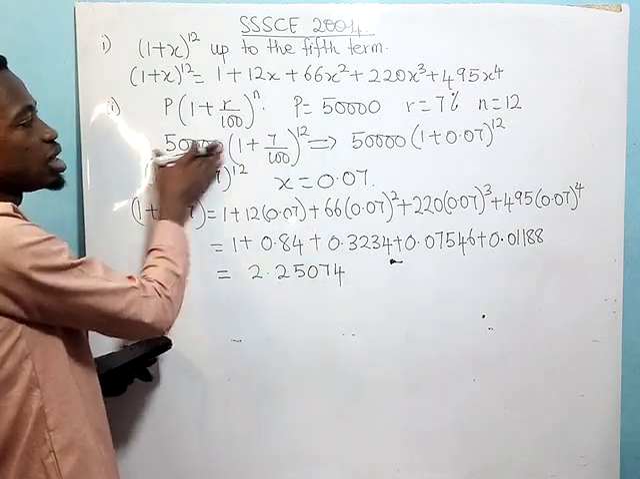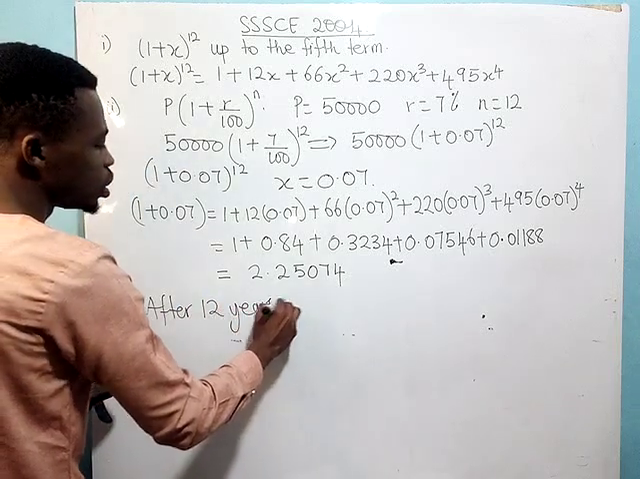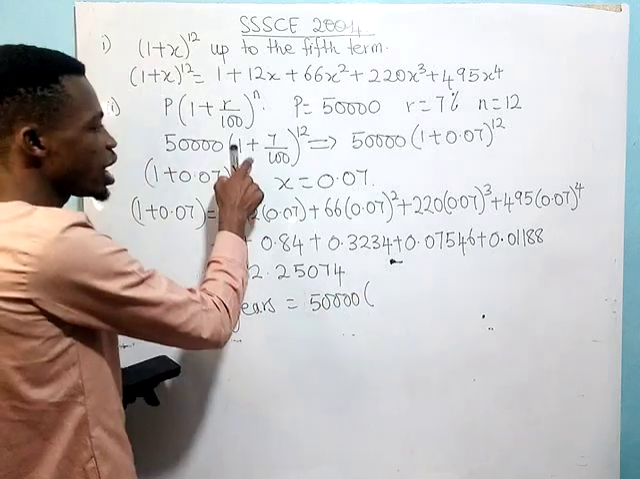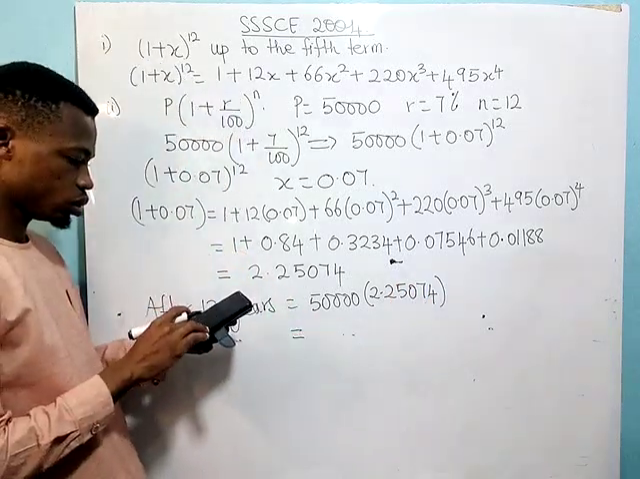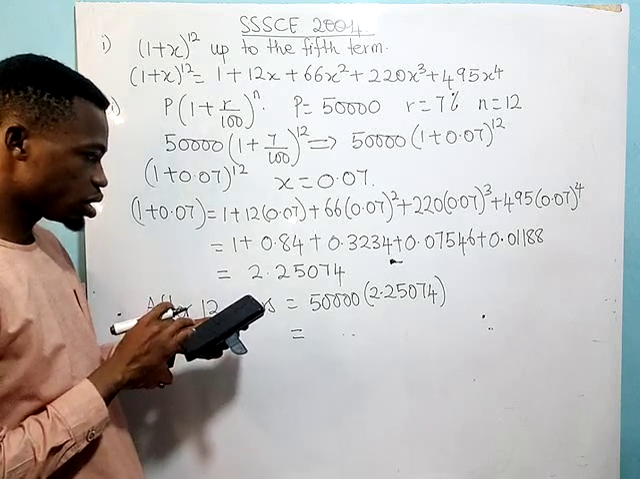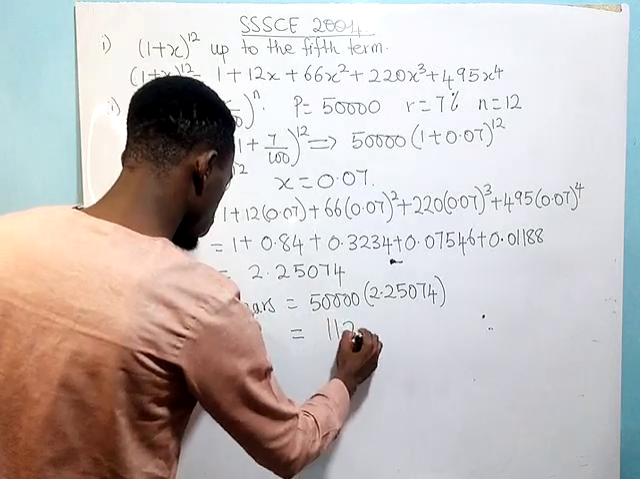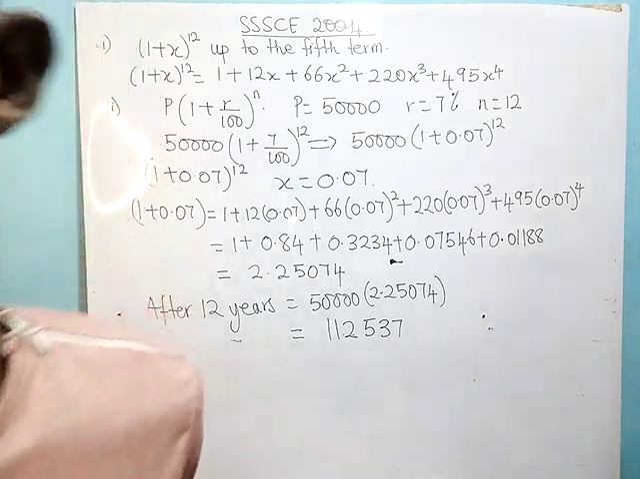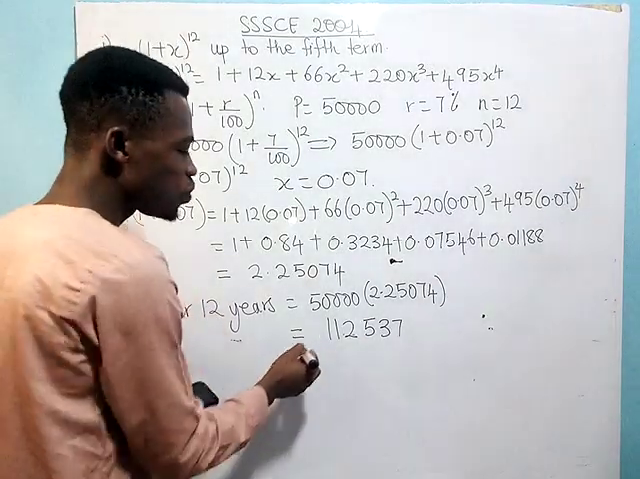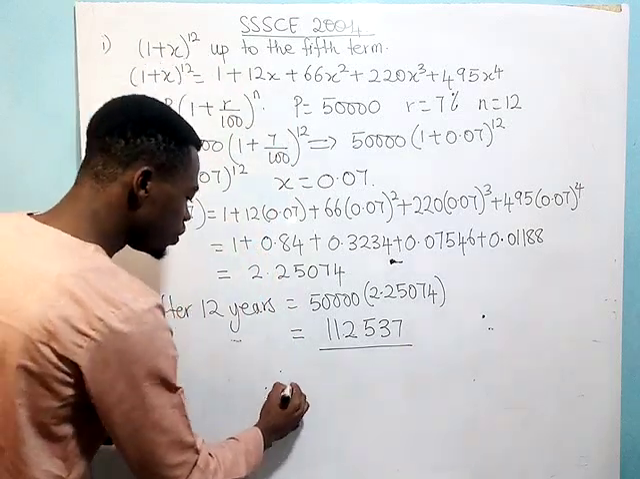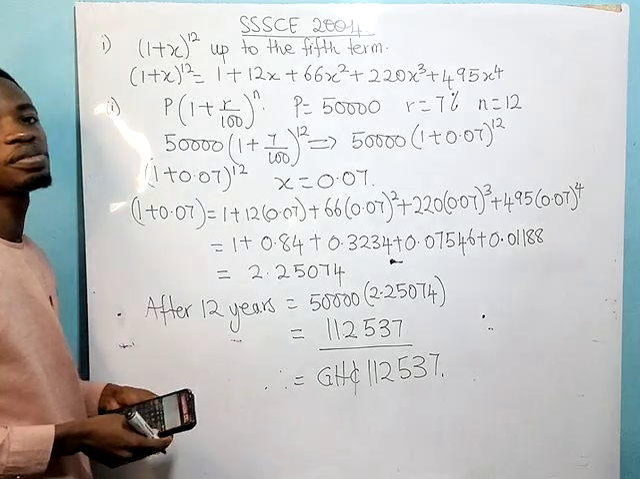So now what we do, we multiply, since this is the expression. So after 12 years, we are going to have 50,000 multiplying this, which is now 2.25074. So we have 50,000 times 2.25074, giving us 112,537. So therefore, after 12 years, this will be the amount. Thank you very much.